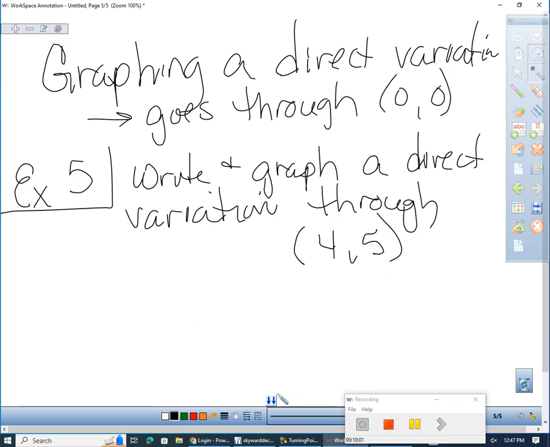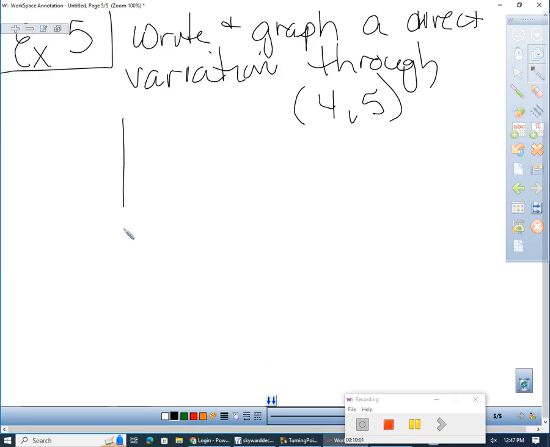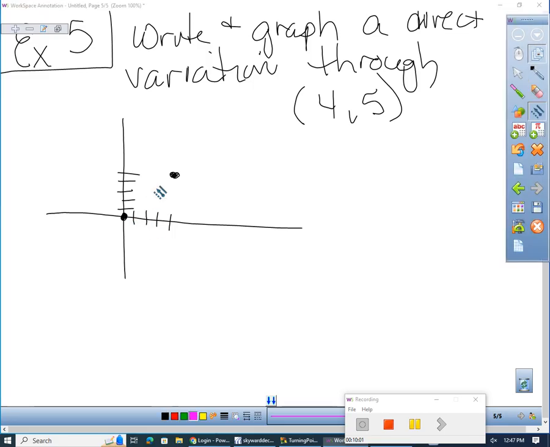All right, so first of all, if we're going to graph it, let's plot that point 4, 5. So we go 4 to the right, 1, 2, 3, 4, and up 5, 1, 2, 3, 4, 5. Put a dot. Now this thing has to cross through that dot and cross through the origin. So I'm going to ask you just to connect your dots. Well, that's the first part. That's graphing it. Just connect your dots.